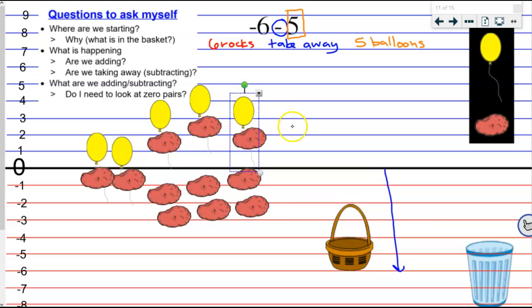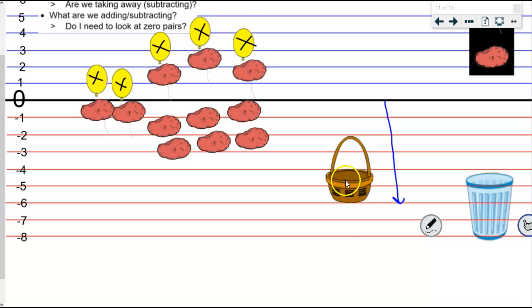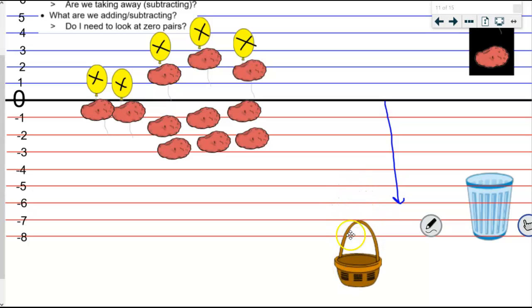Now, normally I like to just sweep them away into the trash, but since you guys can't sweep them away into your trash once they're drawn on your paper, I'm going to go ahead and X them out saying, hey, that's taken away. 2 taken away, 3 taken away, 4 taken away, and 5 taken away. And each time I take away a balloon, that basket sinks further and further. 1 balloon gone, 2 balloons gone, 3 balloons gone, 4 balloons gone, 5 balloons gone.